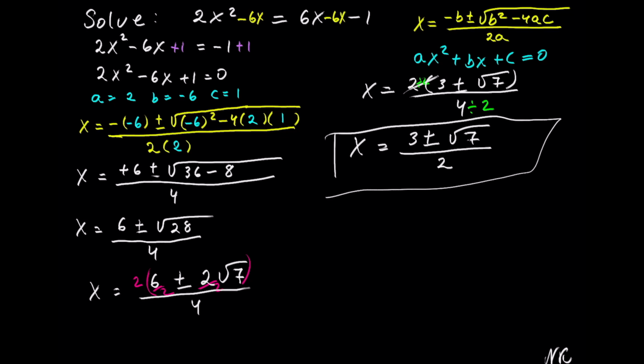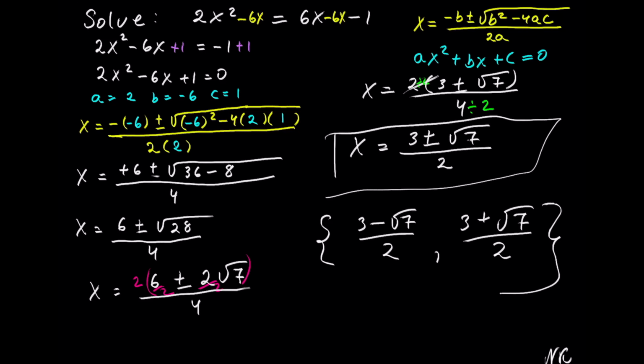However, if we need two separate x values, this is equal to the solution set. We have 3 minus square root of 7 out of 2 and 3 plus square root of 7 out of 2 as our two solutions. That's all.